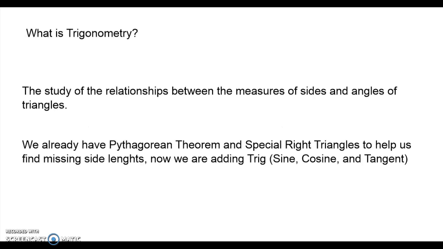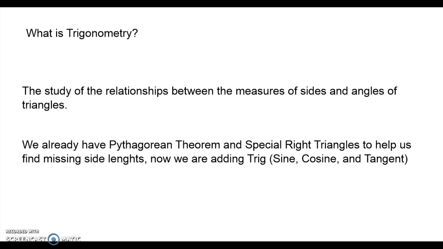First, we need to know, what is trigonometry? We understand what geometry and algebra entail, but trigonometry is the study of the relationships between the sides and the angles of triangles. We already have the Pythagorean theorem, and we also have special right triangles to help us find missing side lengths. Now we're adding in the trigonometry portion, and you'll be seeing sine, cosine, and tangent quite a bit.